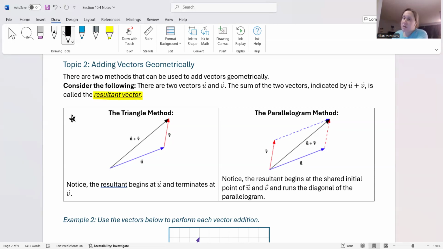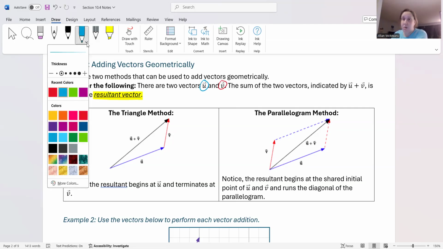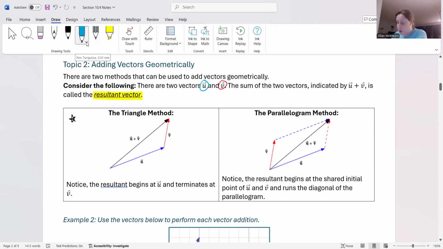Okay, so essentially what you do is you have these two vectors. We're going to call them vector u and vector v. Okay, so what we want to do is start with vector u and draw it. It's going to have some initial point, it's going to have some terminal point, and then it's going to have some direction.